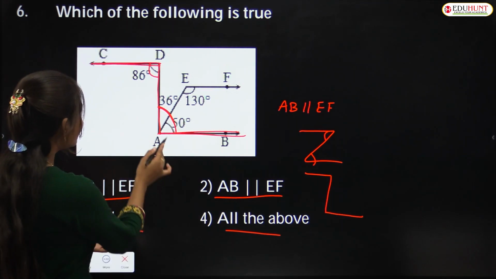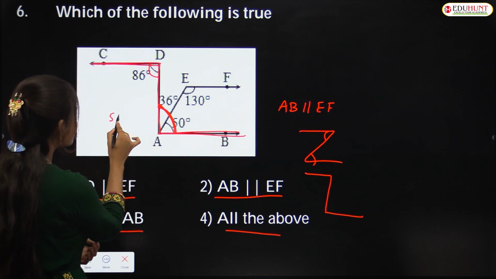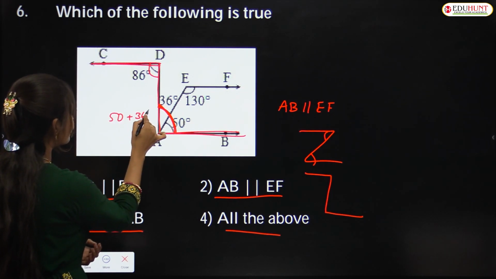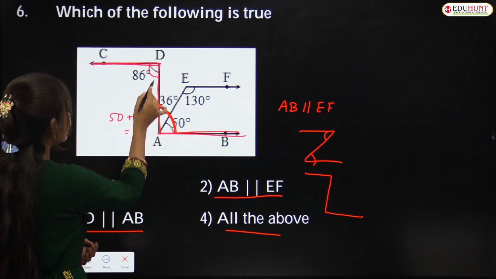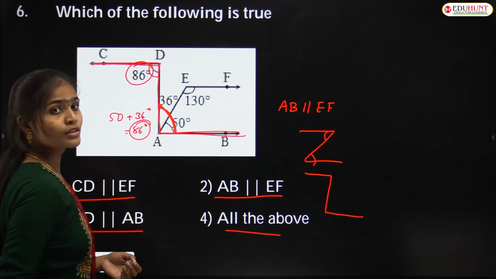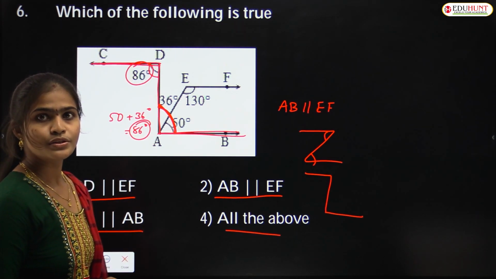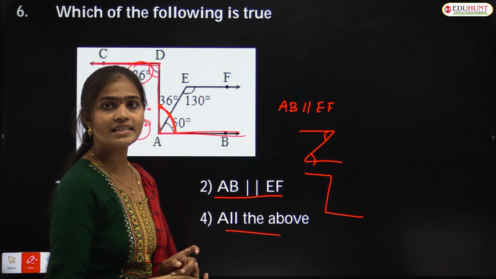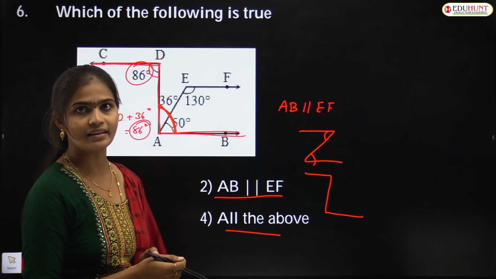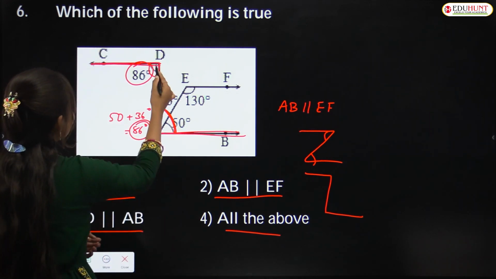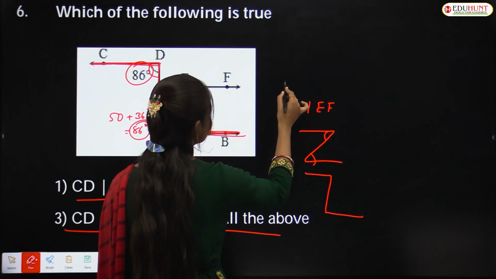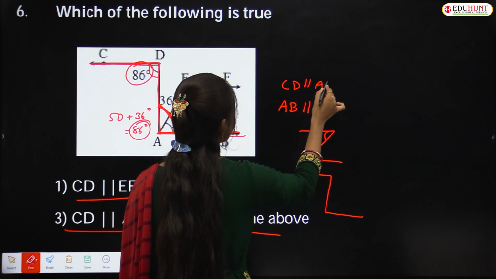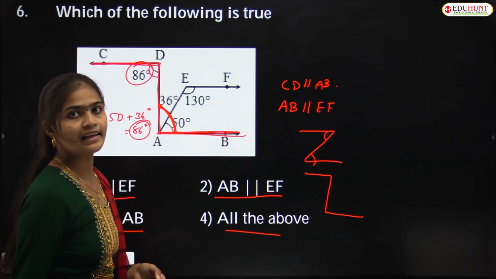Just observe these two angles: 50 plus 36 is equal to 86. Here also 86 is given. So are those two angles equal or not? If the alternate interior angles are equal, then we can say that the given lines are parallel, right? So CD is parallel to AB. CD is parallel to AB.